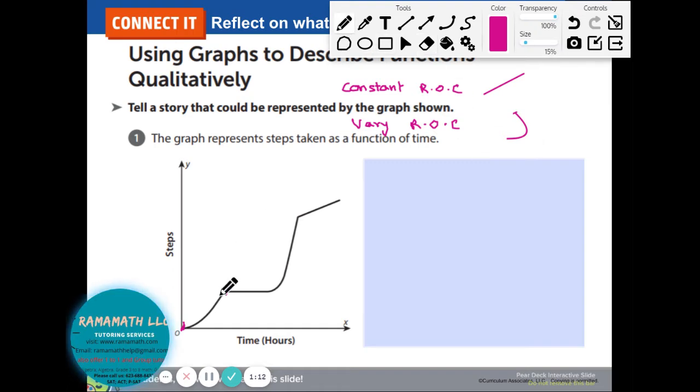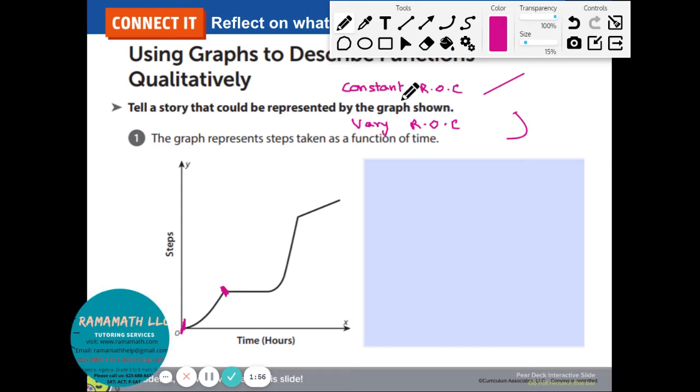Now you guys use the chat box and tell me, from here to here, is it a constant rate of change or vary rate of change? Use the chat box, type it. Which one do you guys think? So from the 0 to here, what do you guys think? This piece.